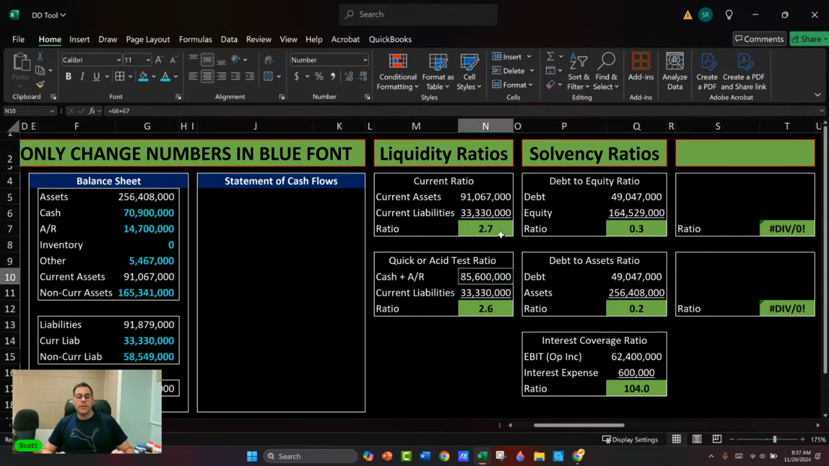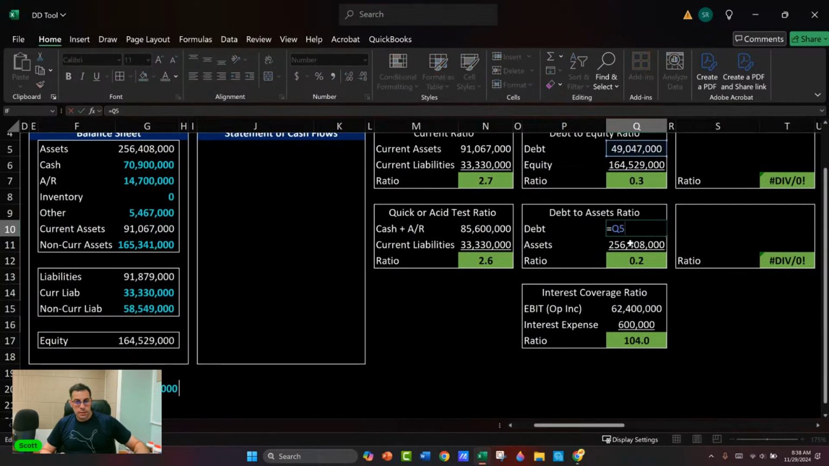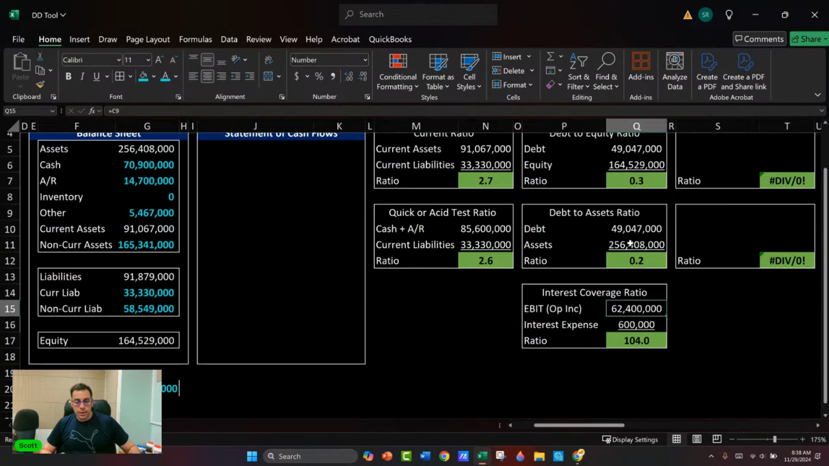So the quick ratio is cash plus accounts receivables over current liabilities. And then you have your debt to equity ratio, which is debt over equity. So make sure you bring in the total debt from Yahoo Finance in order to calculate that. The equity, debt to assets, which is debt over total assets. And then you have interest coverage ratio.